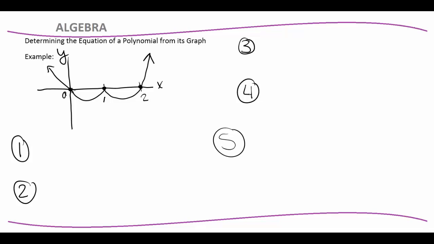In this section we have been talking about polynomials. Today we're going to determine the equation of a polynomial from its graph. I have an example here. I've drawn a graph of a polynomial. We're going to find the equation to this polynomial.